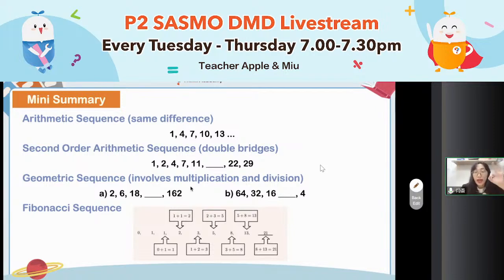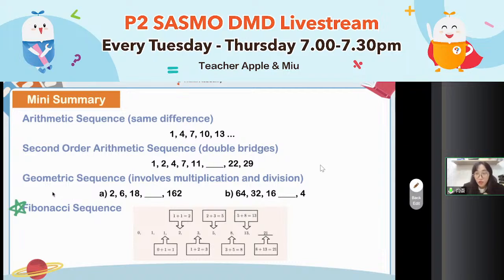And the third one is Fibonacci sequence. Okay, everyone, this one is super important, okay? So do remember, how can you figure out the missing number? The missing number is always dependent on the previous 2 numbers.